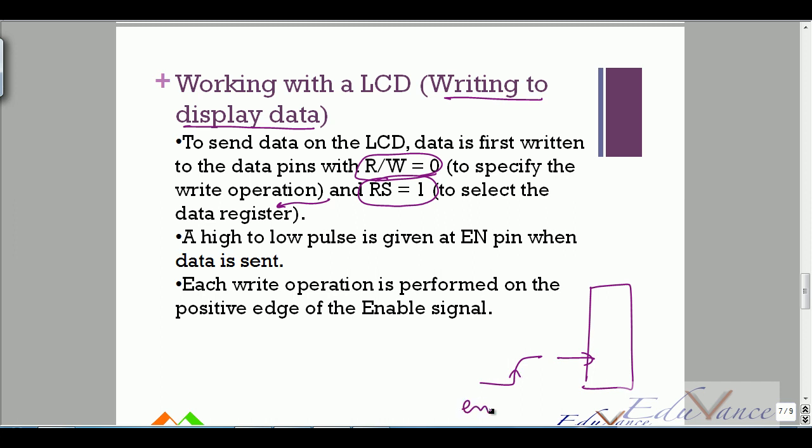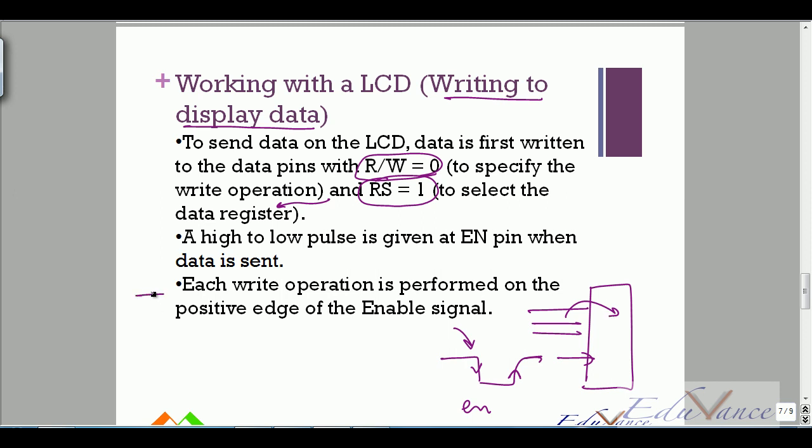My LCD will latch the data, or take the data, on the positive edge of my enable pin. However, I as the user need to present the data on the data pins to the LCD on the negative edge of my enable signal, so that on the next edge of the enable signal, my LCD can take the data.